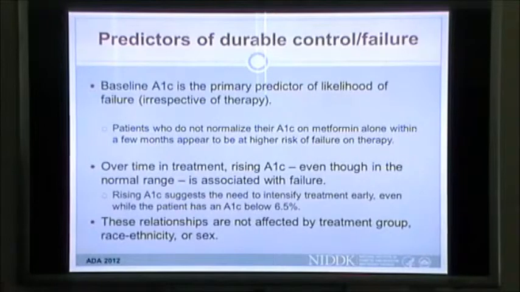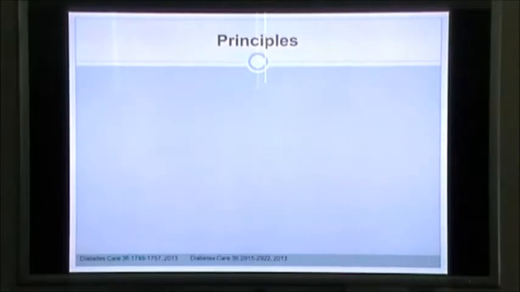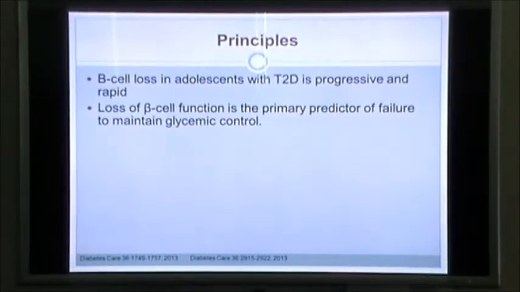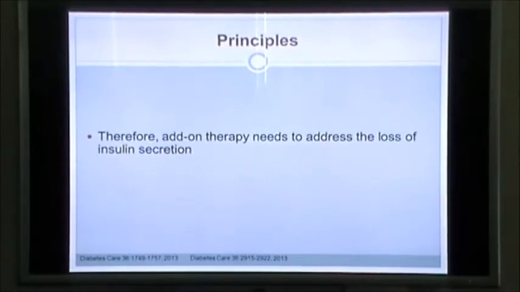And these relationships are not affected by treatment group, by race, ethnicity, or sex. So what should we do? So what are the principles? Beta cell loss in adolescents with type 2 diabetes is progressive and rapid. Loss of beta cell function is the primary predictor of failure to maintain glycemic control in these kids. So, add-on therapy needs to address the loss of insulin secretion.